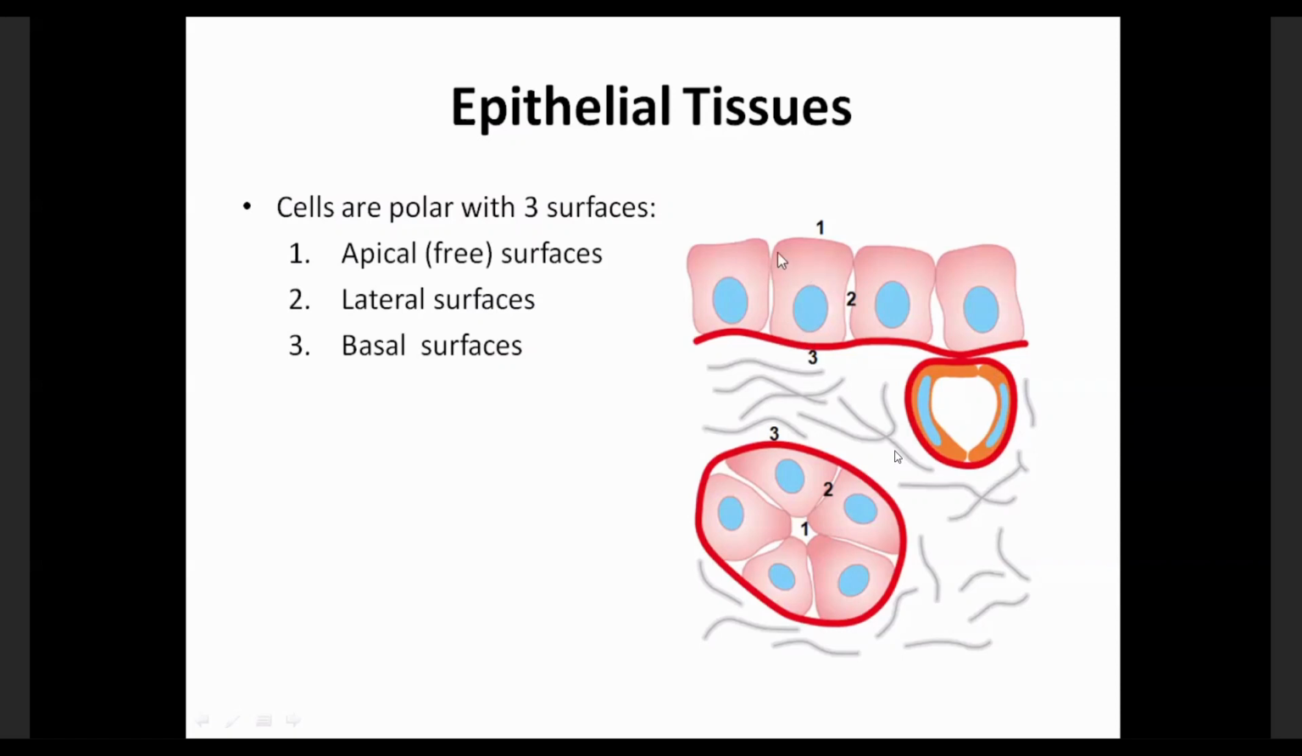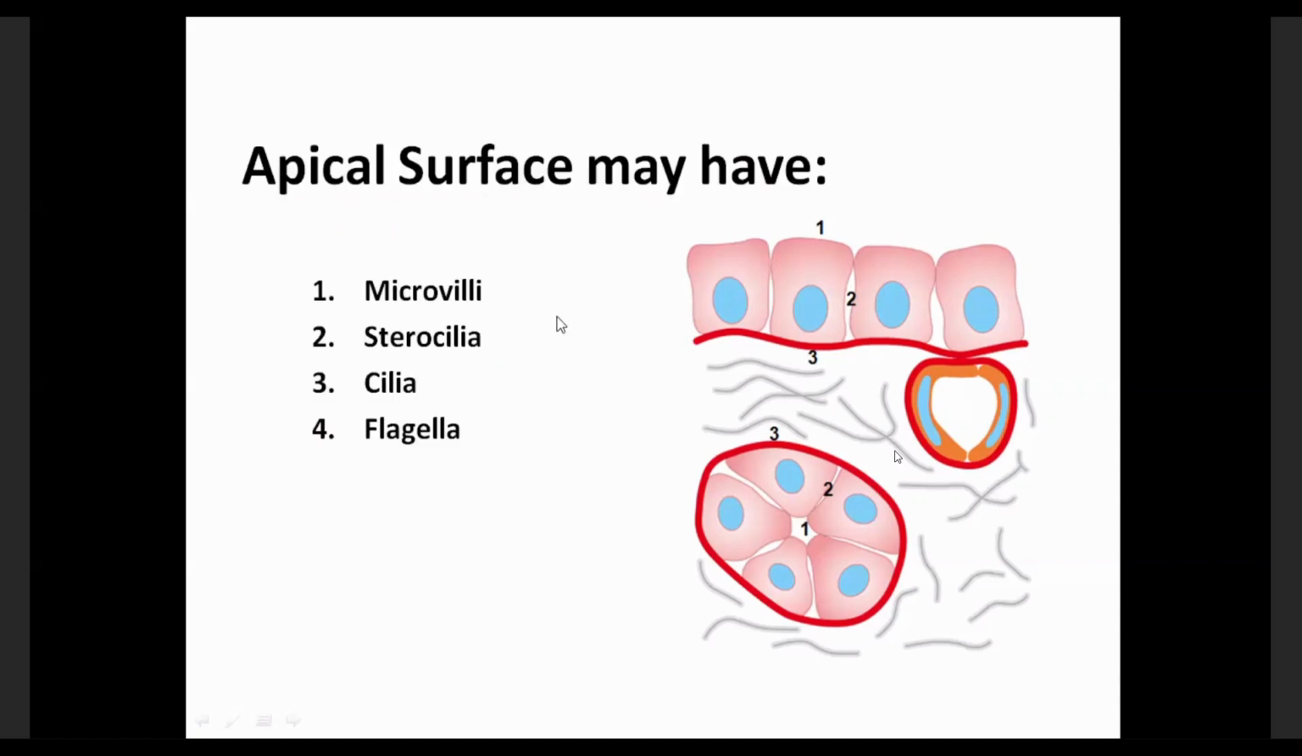And these cells are polar. They have at least three surfaces. One surface is facing the environment outside or the interior of a cavity. We call this the apical surface. It is indicated here by number 1. Then a second surface is the basal surface, the opposite surface. And the surfaces that face neighboring cells are lateral surfaces. So epithelial cells have three surfaces: apical surface, basal surface, and lateral surface.